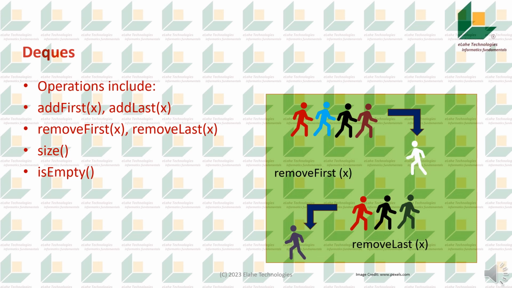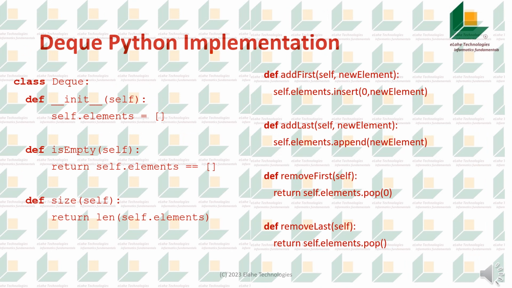Deck operations include remove first and remove last, which involve removing an element from the front and rear of the queue respectively. The size function returns the size of the deck. IsEmpty returns true if the deck is empty. Otherwise, it returns false. An implementation of the deck data structure using Python lists is shown here.